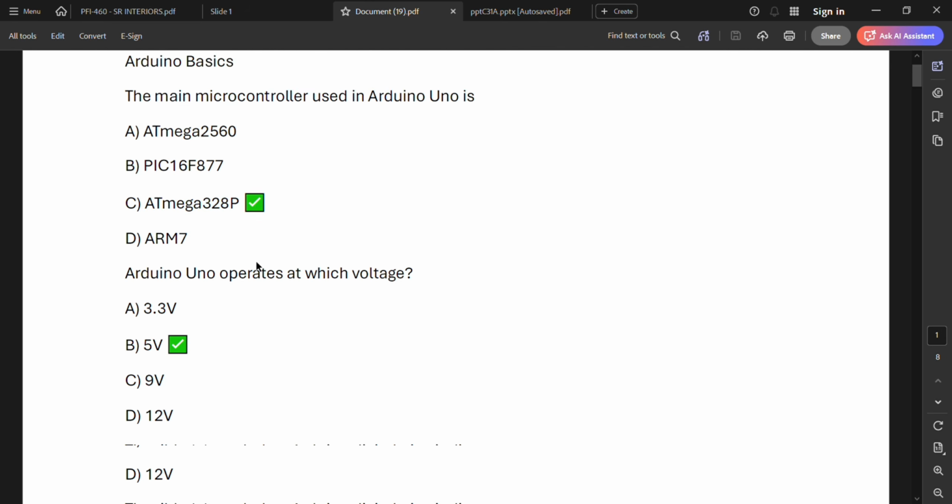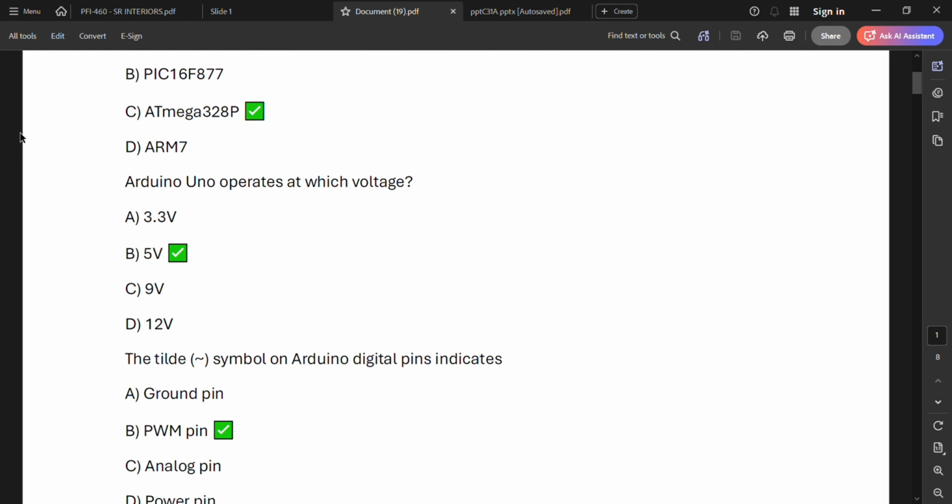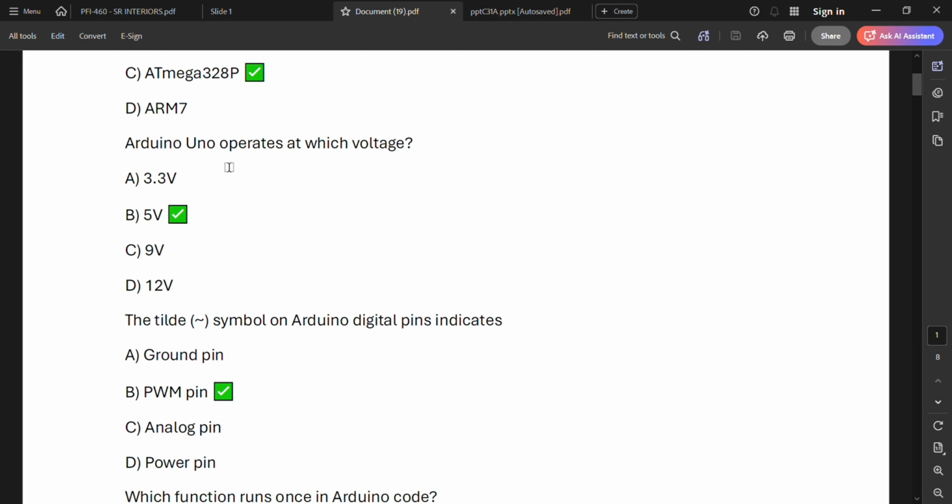The next question is: Arduino Uno operates at which voltage? 3.3 volts, 5 volts, 9 volts, or 12 volts. The correct answer is option number B, 5 volts. Next question.